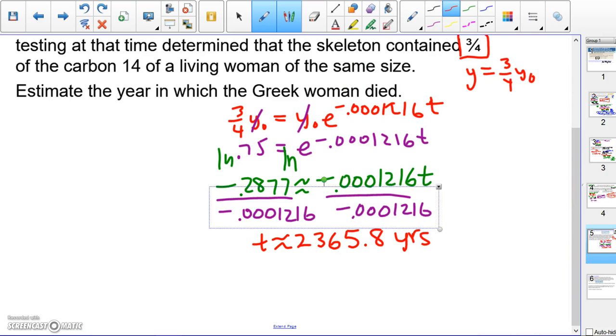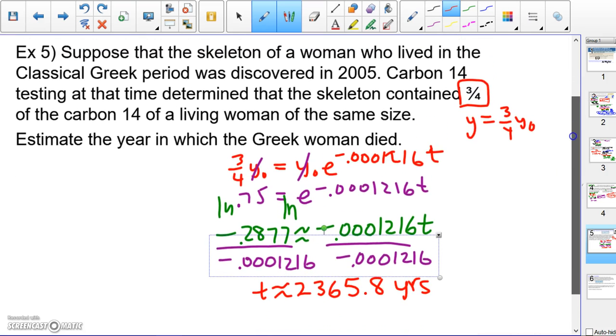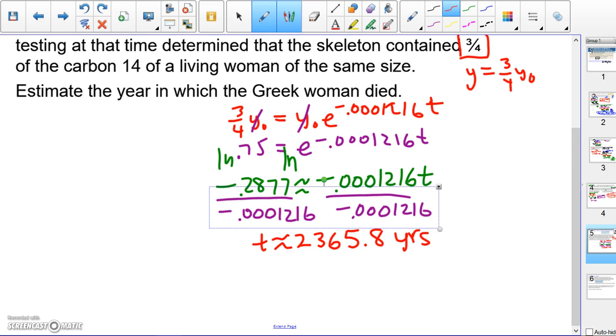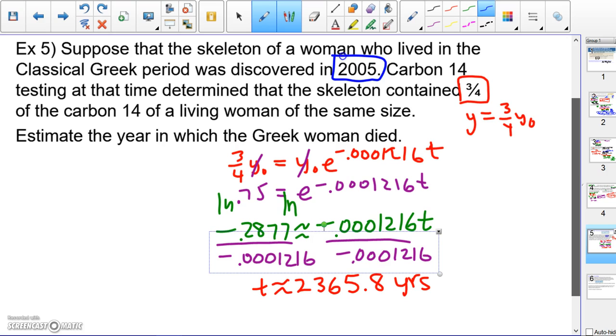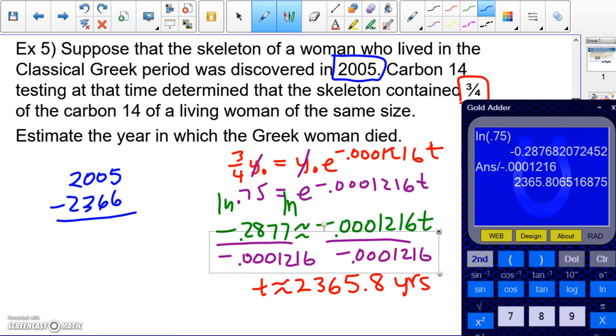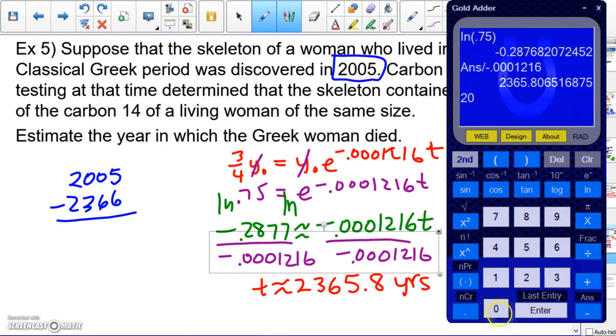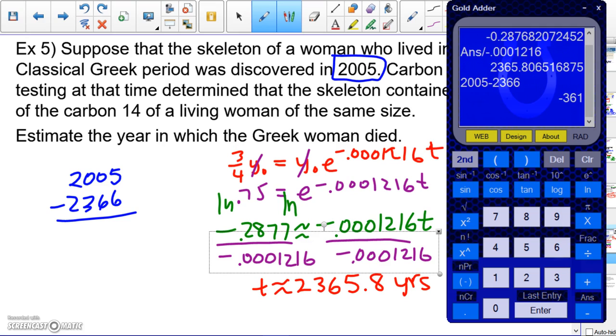So go back and look at the question. The question said, estimate the year in which she died. They found her in 2005, right? So 2005 minus 2366, we get negative 361. So we're going to call that 361 BC.